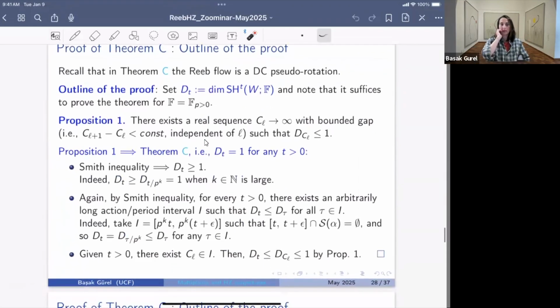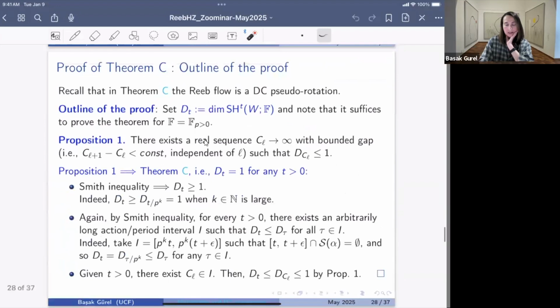Okay, so now the outline of the proof. I know I have little time, but maybe I'll have a few more minutes extra. So let me set dT to be this dimension. We are going to prove this theorem only for positive characteristic. Again, the result will be true for any field by the universal coefficient theorem. The first proposition is: I claim that there is a real sequence c_l going to infinity with bounded gap such that this dimension is at most 1.